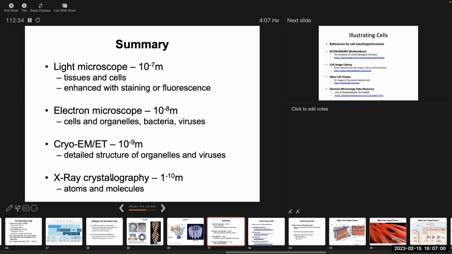And then finally, X-ray crystallography allows us to see the smallest things, down to about 10 to the minus 10 meters, down to things at the atomic and molecular scale. And we'll come back and spend a lot more time talking about that later in the course.